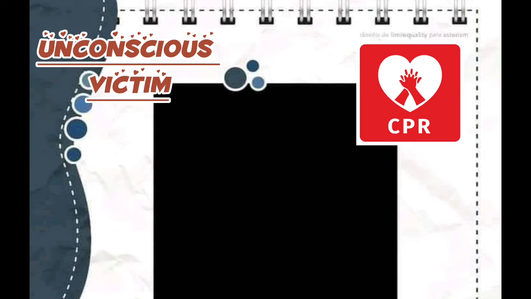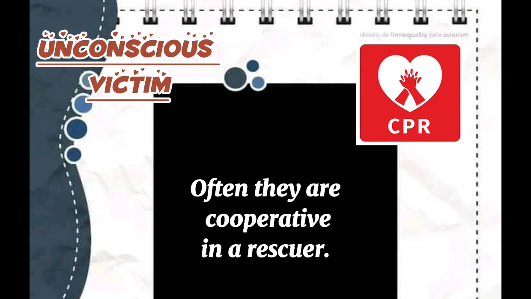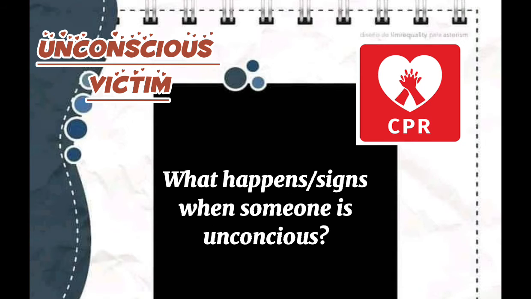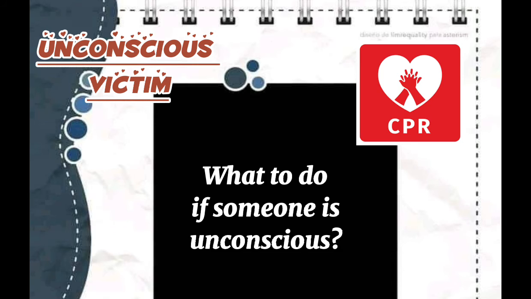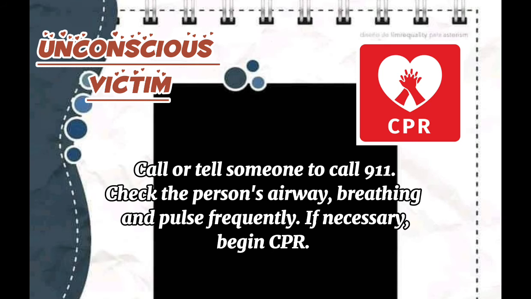And last, the unconscious victim. Often, they are not cooperative with the rescuer. What are the signs when someone is unconscious? A blank or confused look on the face, suddenly becoming unresponsive, dizziness or trouble standing, rapid heartbeat, and mumbled speech. And what to do if someone is unconscious?